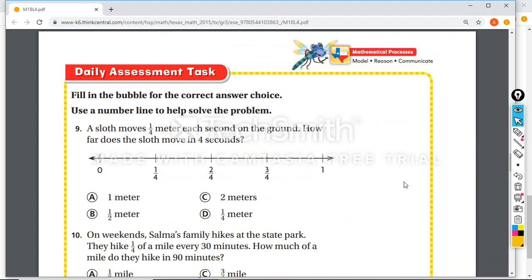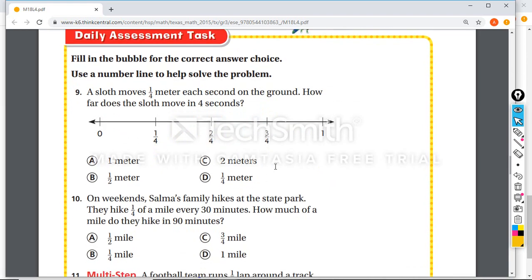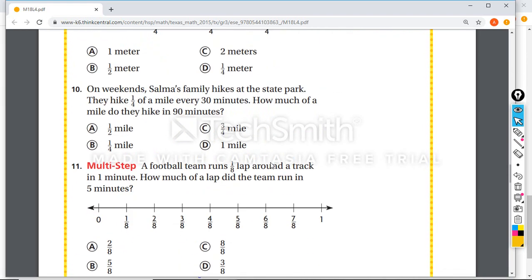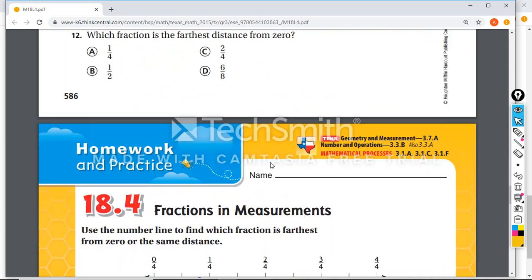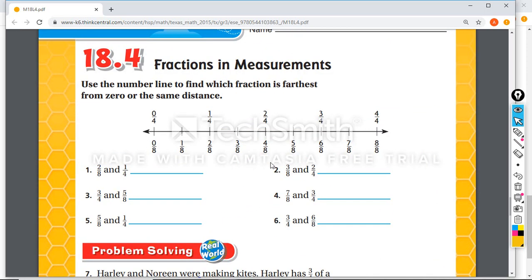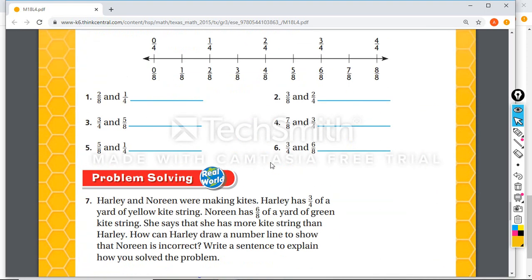Okay, that takes us to our daily task assessment. Same thing that we did right now. Go over this, review it, answer your daily task assessment, do your homework and practice, and we'll check this one tomorrow before you take your quiz.